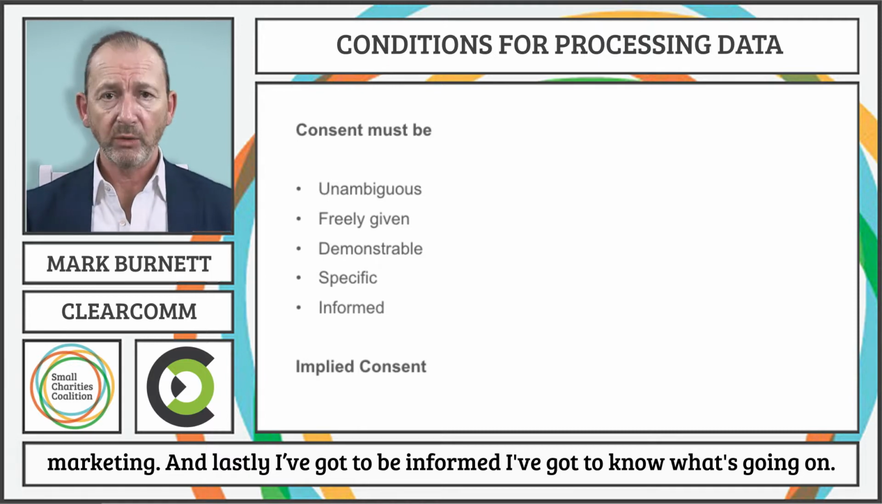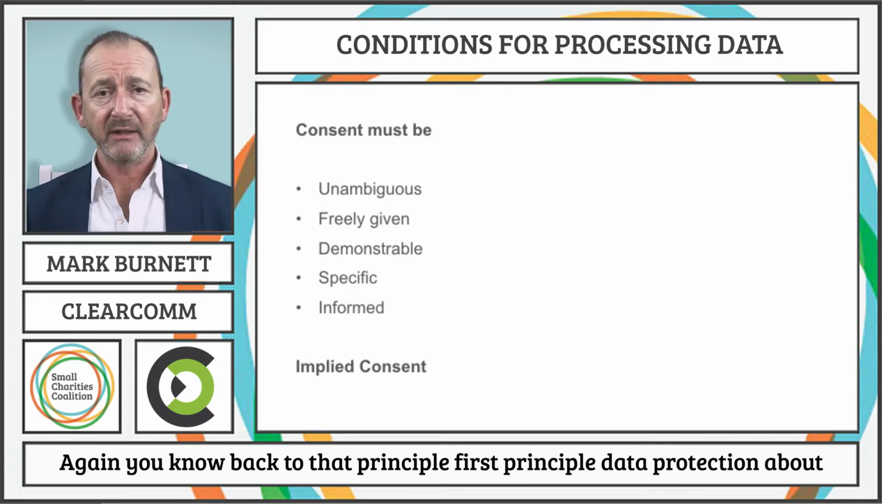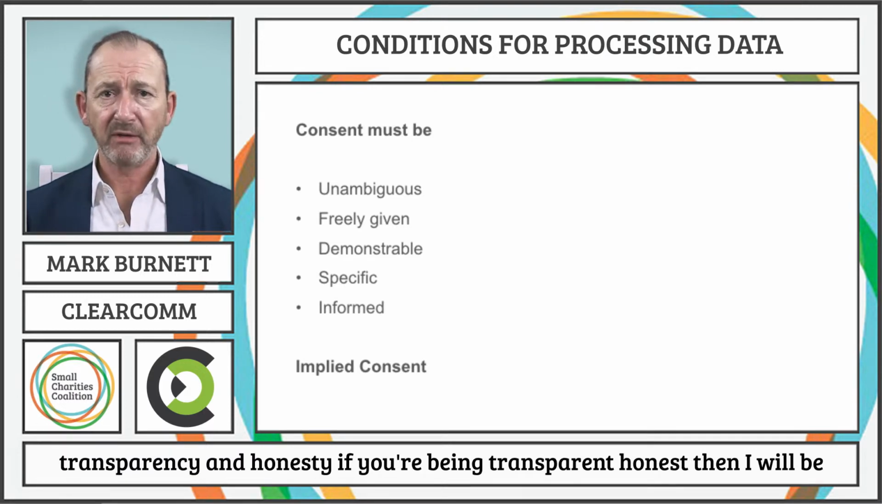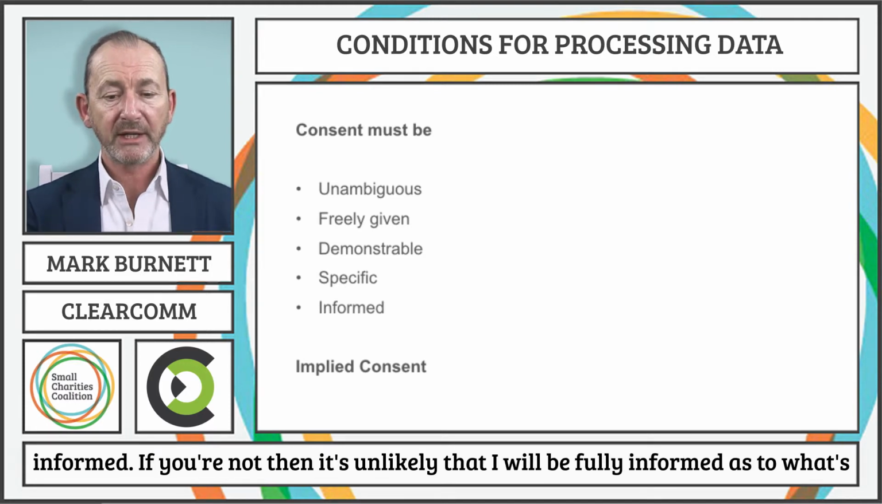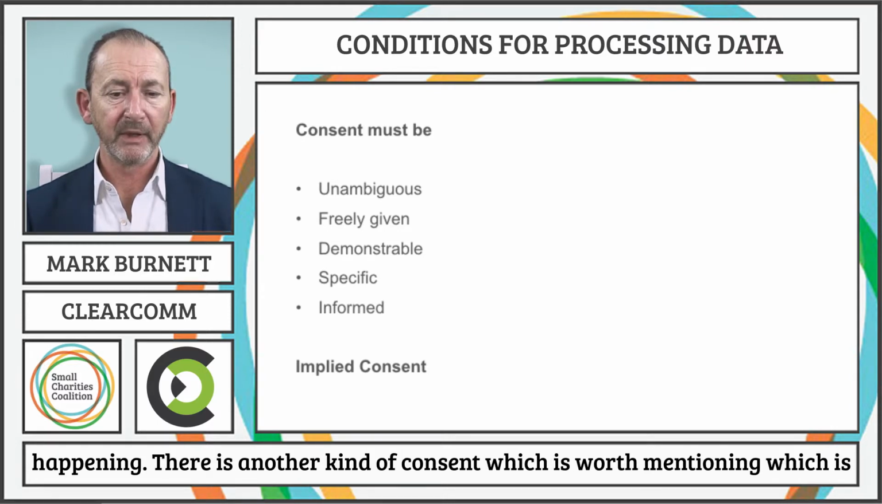And lastly, I've got to be informed. I've got to know what's going on. Again, back to that first principle of data protection about transparency and honesty. If you're being transparent and honest, then I will be informed. If you're not, then it's unlikely that I will be fully informed as to what's happening.